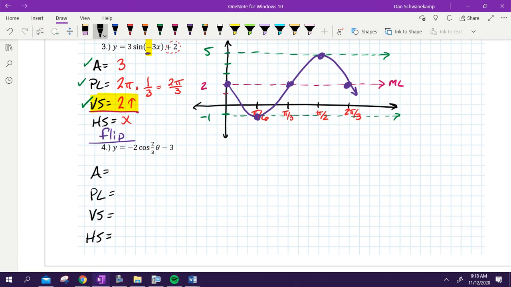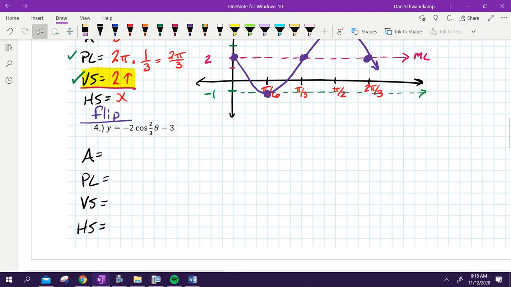Here we go. Amplitude. Evan, what do you say on amplitude here? 2? Good. Period length. Abby, what do you think on period length here? Yeah, we're going to start with 2 pi and then multiply by the reciprocal, 3 over 2, and that is going to get me 3 pi. Good. Then we're doing vertical shift. Do I have a vertical shift here?